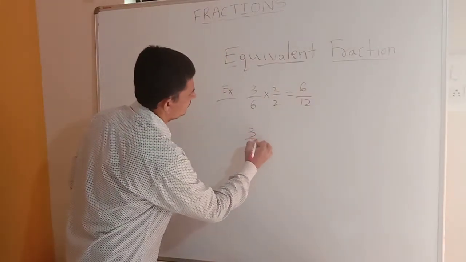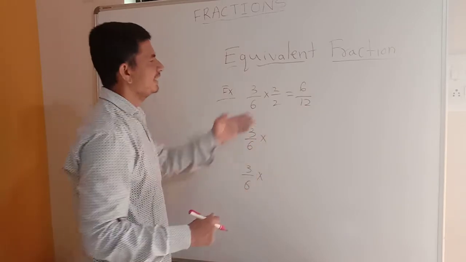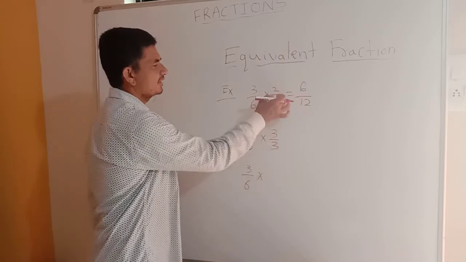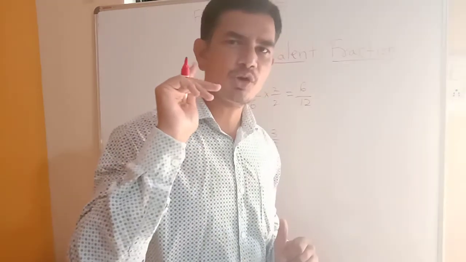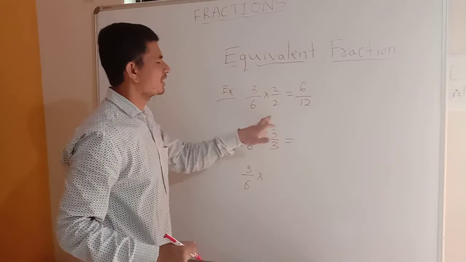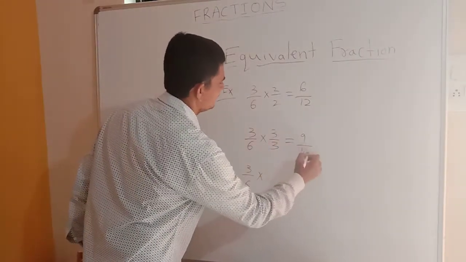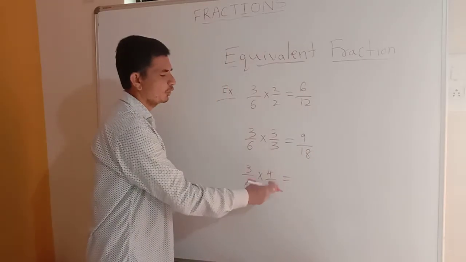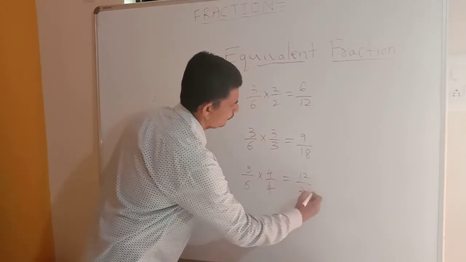So let us see here, we write the multiplier 3 times. If you have taken 2 here, you can take 3 next. This is not compulsory, you can take any number, but the numerator and denominator should be multiplied by the same number. So 3 threes are 9, 6 threes are 18. Here 4 by 4 you can take. 3 fours are 12, 6 fours are 24.